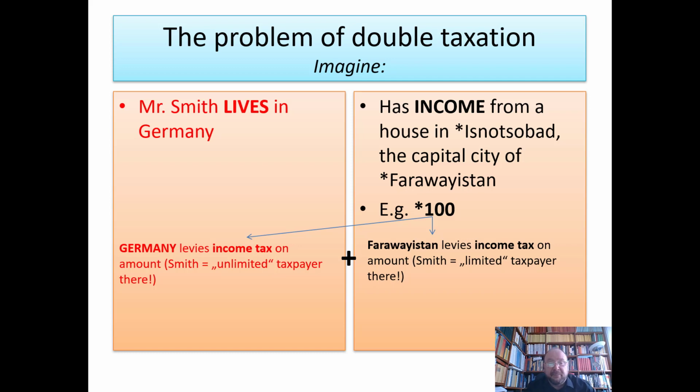That is, if somebody has a cross-border situation. Imagine Mr. Smith now lives in Germany and has income from a house in Is Not So Bad. That's the capital city of Faroestan. So there he earns 100 euro, and Faroestan naturally will have a limited tax liability where Mr. Smith will have to pay Faroestani tax. Now in Germany, income tax is also levied, and it covers the worldwide income, and Is Not So Bad is in the world, so the 100 euro are covered by the German tax claim too. So you will end up with 2 taxes on the same income.